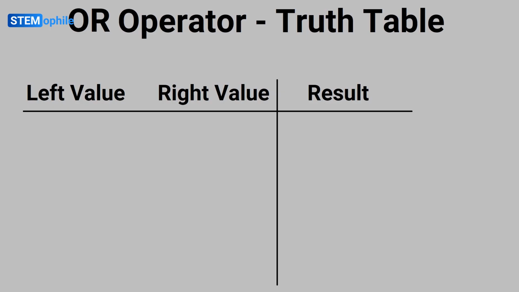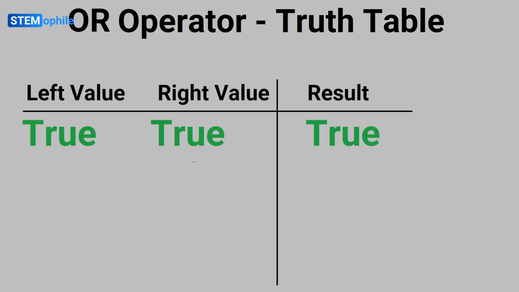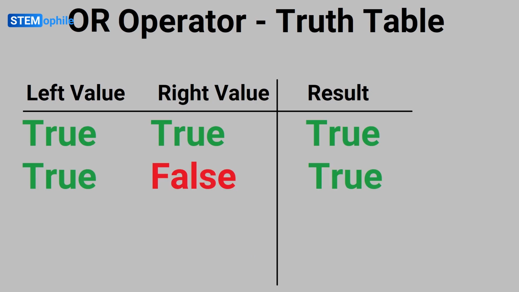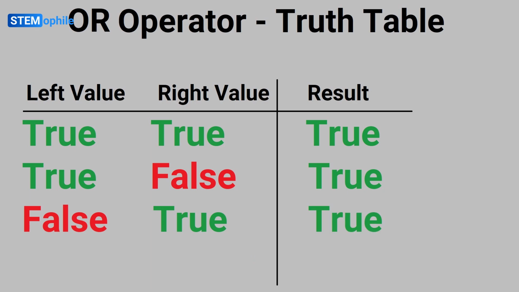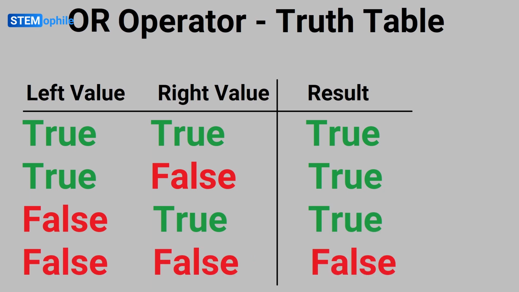Here's the truth table for the OR operator. True or true equals true. True or false equals true. False or true equals true. False or false equals false.